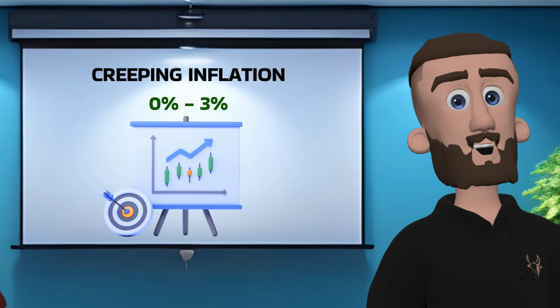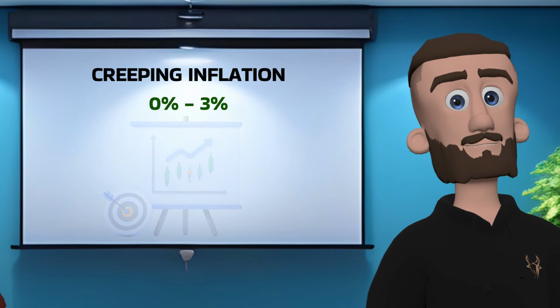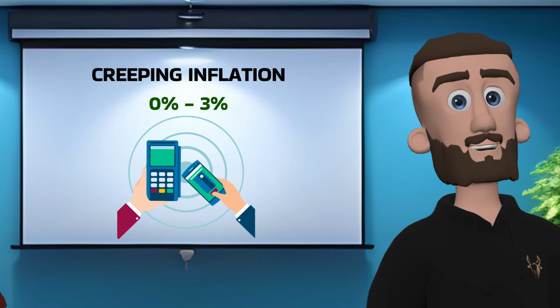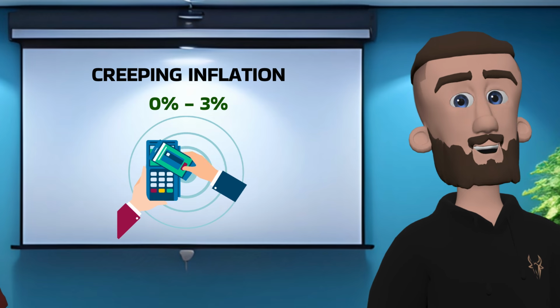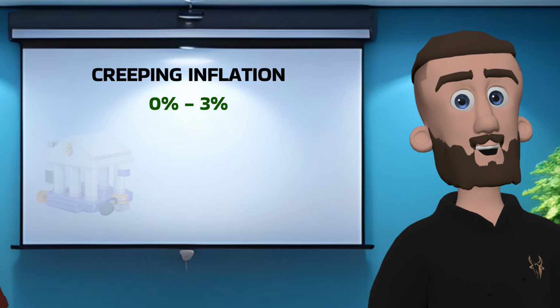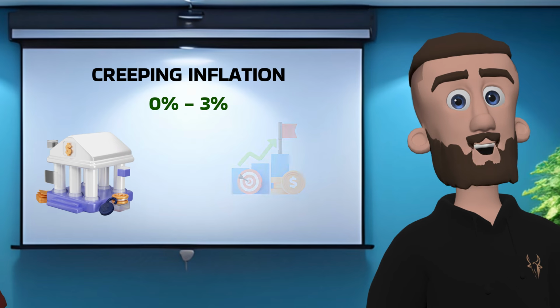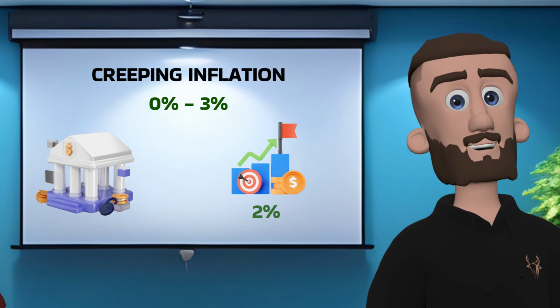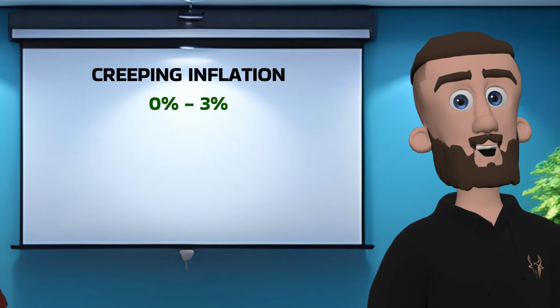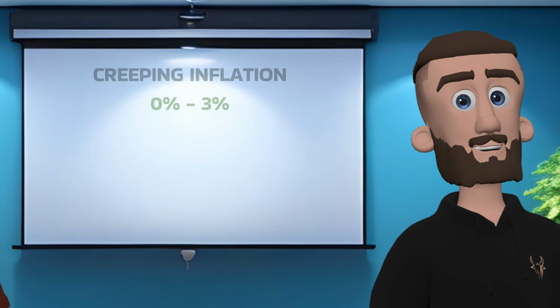Moderate inflation encourages consumption and investment, as people expect prices to gradually rise, motivating them to spend and invest. Central banks, such as the European Central Bank or the U.S. Federal Reserve, often target inflation around 2% annually as an optimal level. The average person doesn't notice this kind of inflation significantly.